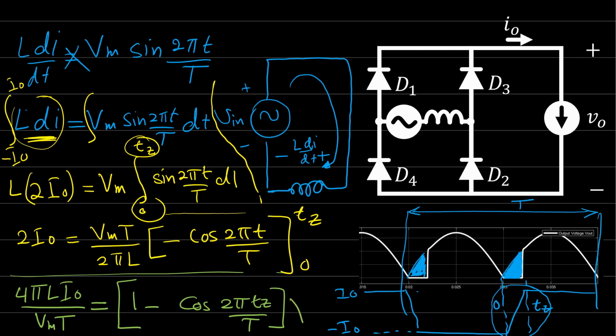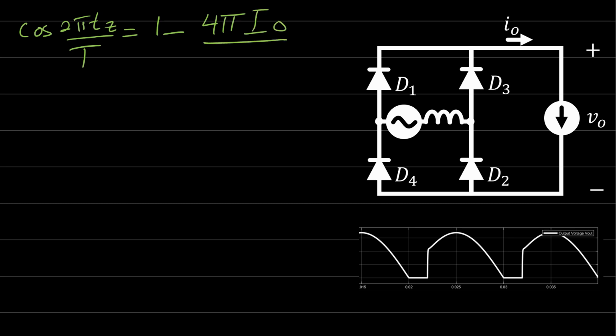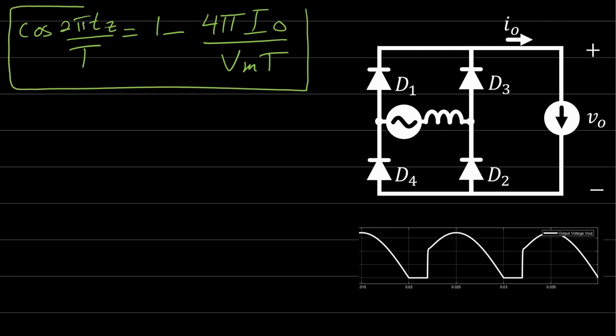Taking this equation, you will find that cosine 2 pi Tz over T is equal to 1 minus 4 pi L I out over V maximum times T. And from this equation, we can easily find the commutation time Tz for the full wave single phase rectifier. I'll call this equation Z, for the full wave single phase rectifier.